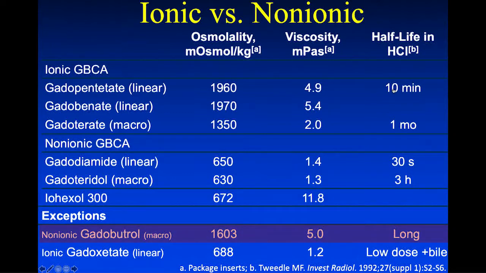Another interesting exception is Gadobutrol, which has a high osmolality because it's packaged at double the concentration of other gadolinium compounds, and it also has high viscosity for that reason. But it has a very long half-life in the presence of HCl because it's macrocyclic. And then there's the ionic gadoxetate, which is a linear agent, which has a very low concentration, and that gives it a low osmolality even though it's ionic, and also a low viscosity.